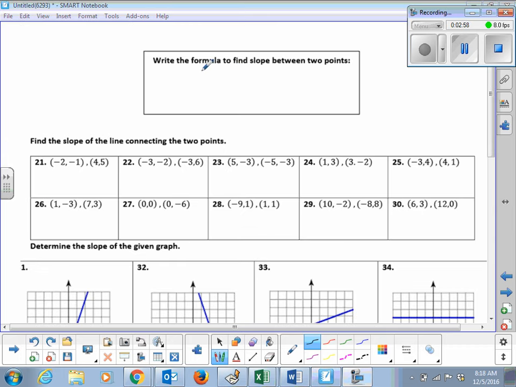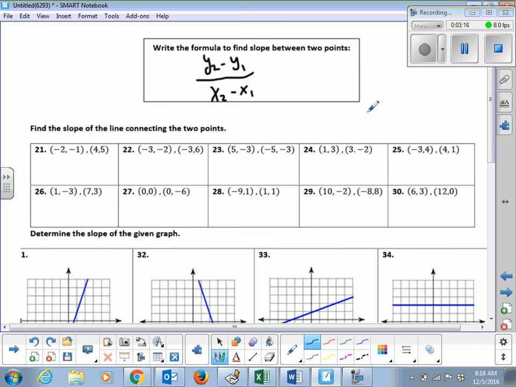On page 4, it's asking you to write the formula to find slope between 2 points. So remember, that's y2 minus y1 divided by x2 minus x1. And this is what you need to use to solve 21 through 30. You may use a table if you'd prefer, but I'm going to go ahead and use the formula.